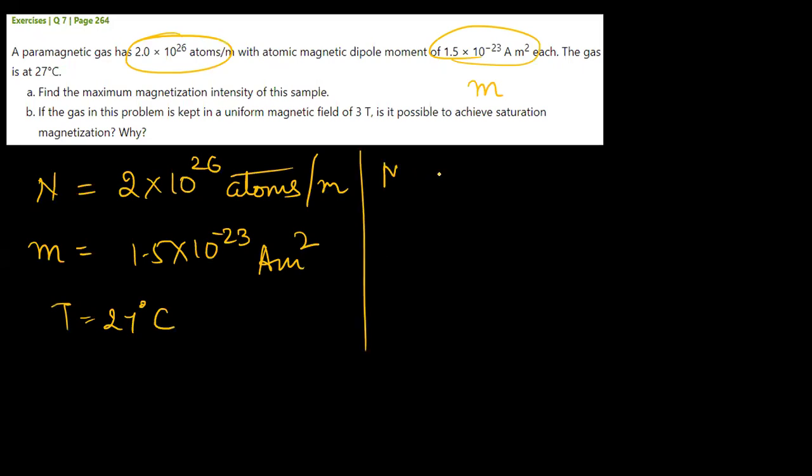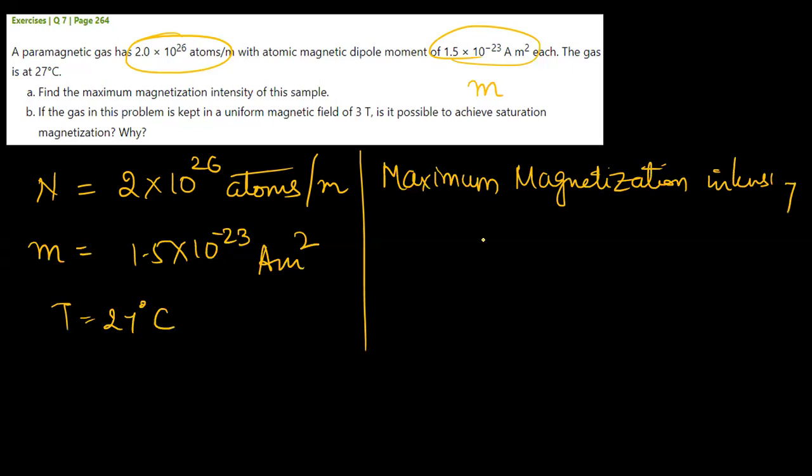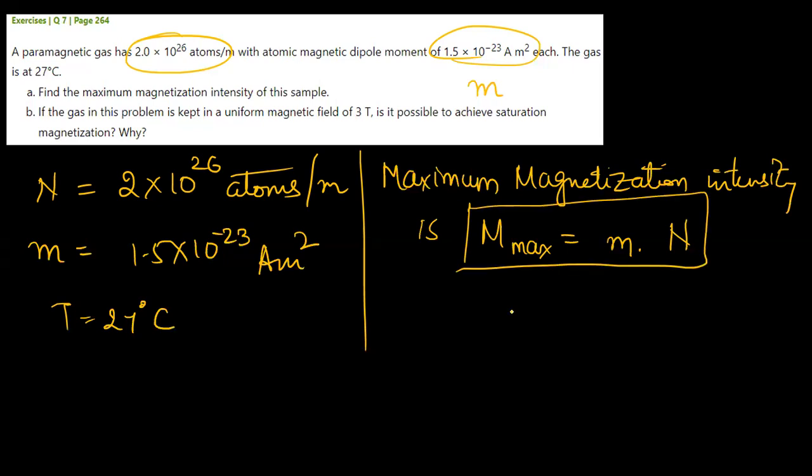So maximum magnetization. Now this is a new formula. You will have to remember the formula. The maximum magnetization intensity is given by M max, which is equal to dipole moment into number of atoms. This is the formula. This you will have to remember. You have to just multiply the two terms. So M max will be equal to 1.5 into 10 raised to minus 23 into 2 into 10 raised to 26. So you get 3 into 10 to the power 3.